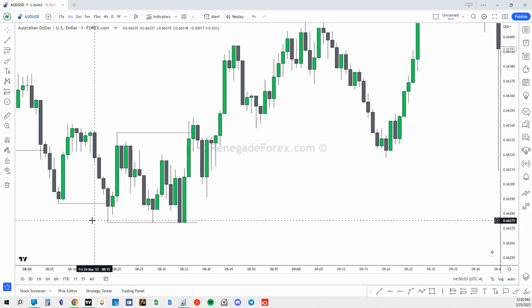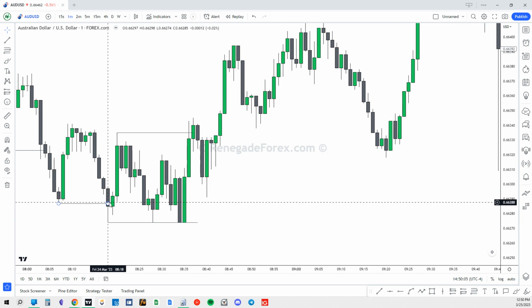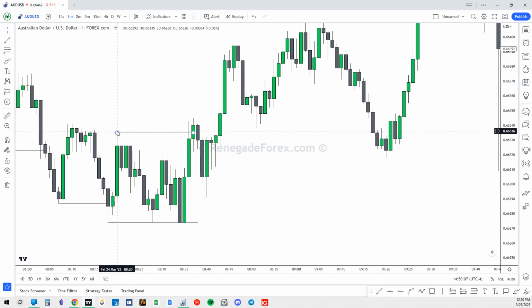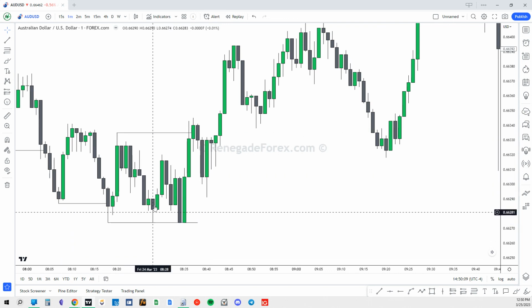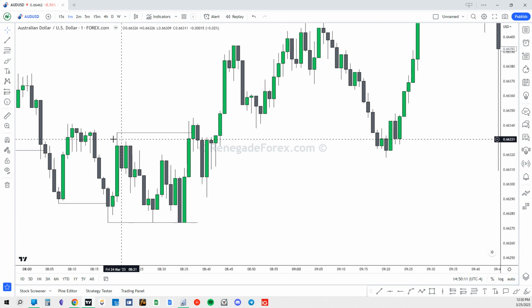You can see here. So we have this break of structure, we have a pullback into the zone, it continues down, it does not actually do anything, and then it wicks this high.